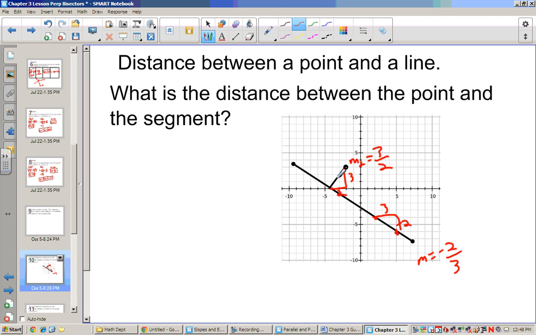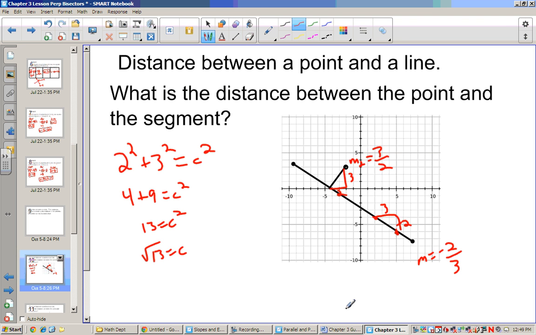So to find the shortest distance from the point to this line, we have to use the Pythagorean theorem to find this hypotenuse. So it's 2 squared plus 3 squared is equal to c squared, or 4 plus 9 is 13. The square root of 13 is going to be our answer. So I'll just take out a calculator, do the square root of 13, and I get 3.6 for an answer.